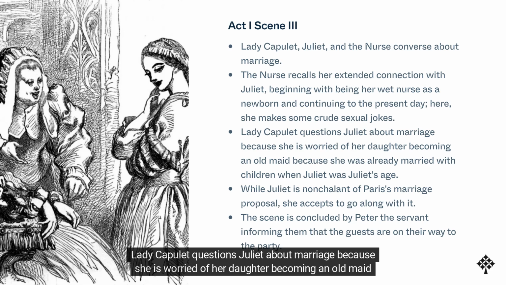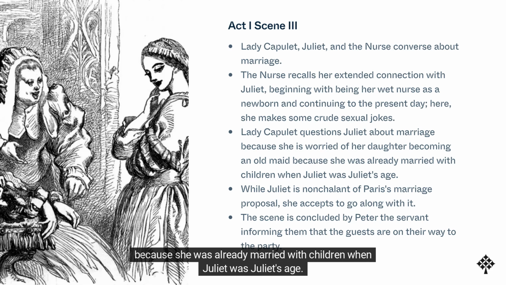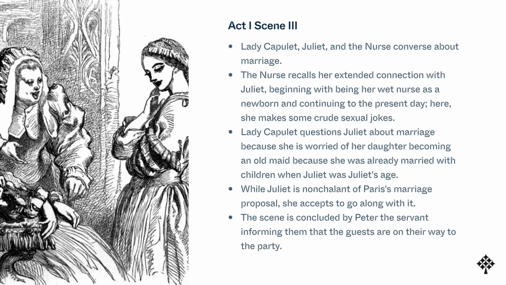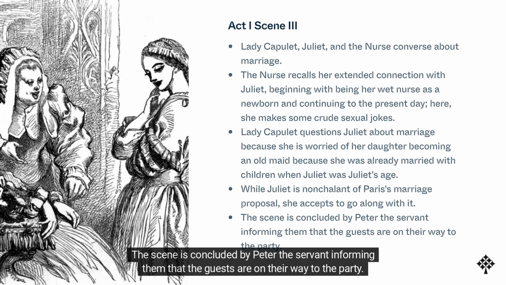Lady Capulet questions Juliet about marriage because she is worried of her daughter becoming an old maid, since she was already married with children when she was Juliet's age. While Juliet is nonchalant about Paris's marriage proposal, she agrees to go along with it. The scene is concluded by Peter the servant informing them that the guests are on their way to the party.